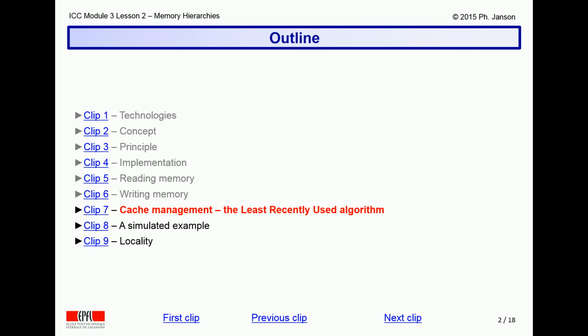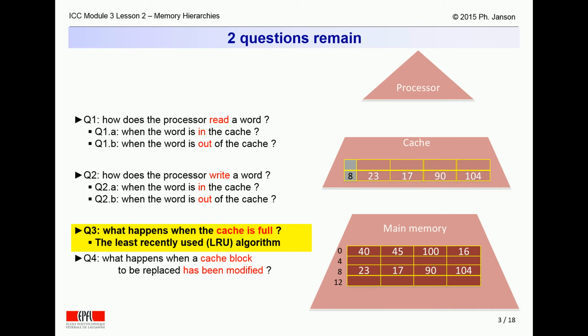It explains what happens in a hypothetical hierarchical two-level memory built out of a cache and a main memory when the processor wants to access a word that is not in the cache and the cache has no room left to import it from main memory. In this case, room needs to be made in the cache, which implies that some other block must be ejected from the cache. Which other block is selected for ejection is the key to efficient performance of memory hierarchies.